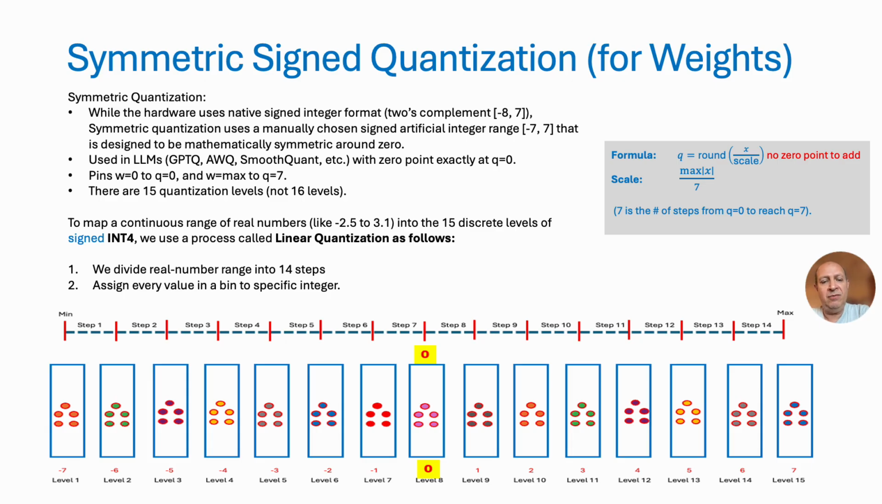And then we assign every value in a particular bin, which is like a chunk of the real number range, and we map that into the quantized levels. So as you can see in the picture below, if you count the number of vertical lines in red, you will see 15 values, from -7 all the way to 7, with 0 in the middle. And then you see 14 steps to go from the minimum all the way to the maximum.